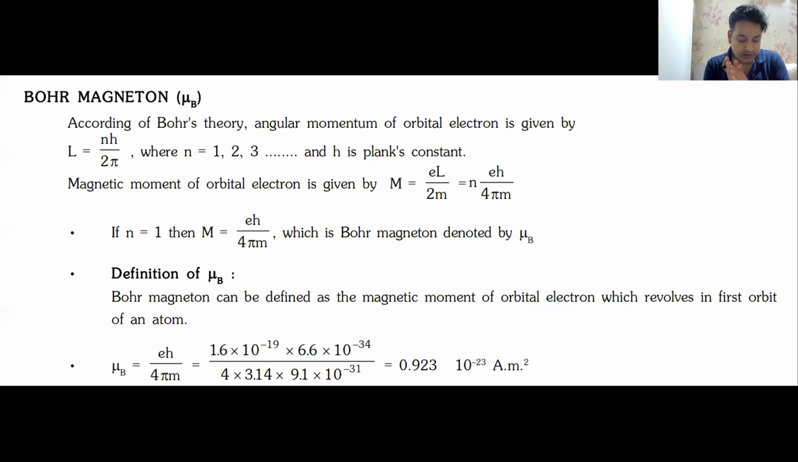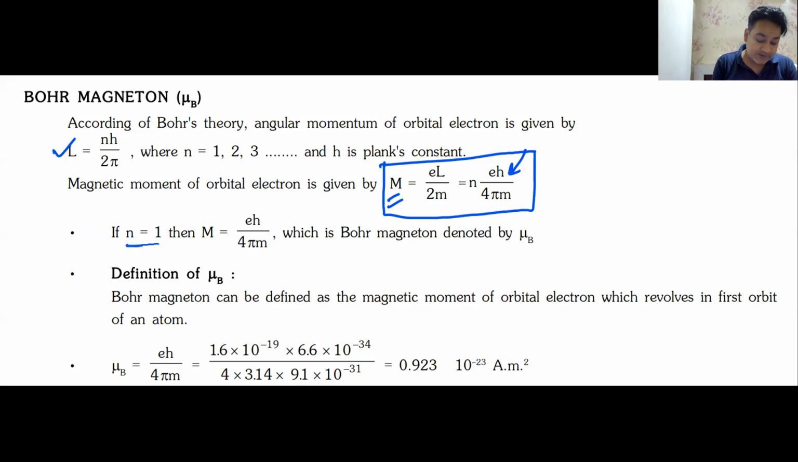Okay, then we move ahead. Again, angular momentum mvr for a Bohr's orbit is nh by 2 pi, and now that I know the relation between magnetic moment and angular momentum, you can have this formula for magnetic moment as well. If I put the value of n as 1, the first orbit, this M becomes this one. This is known as Bohr magneton.